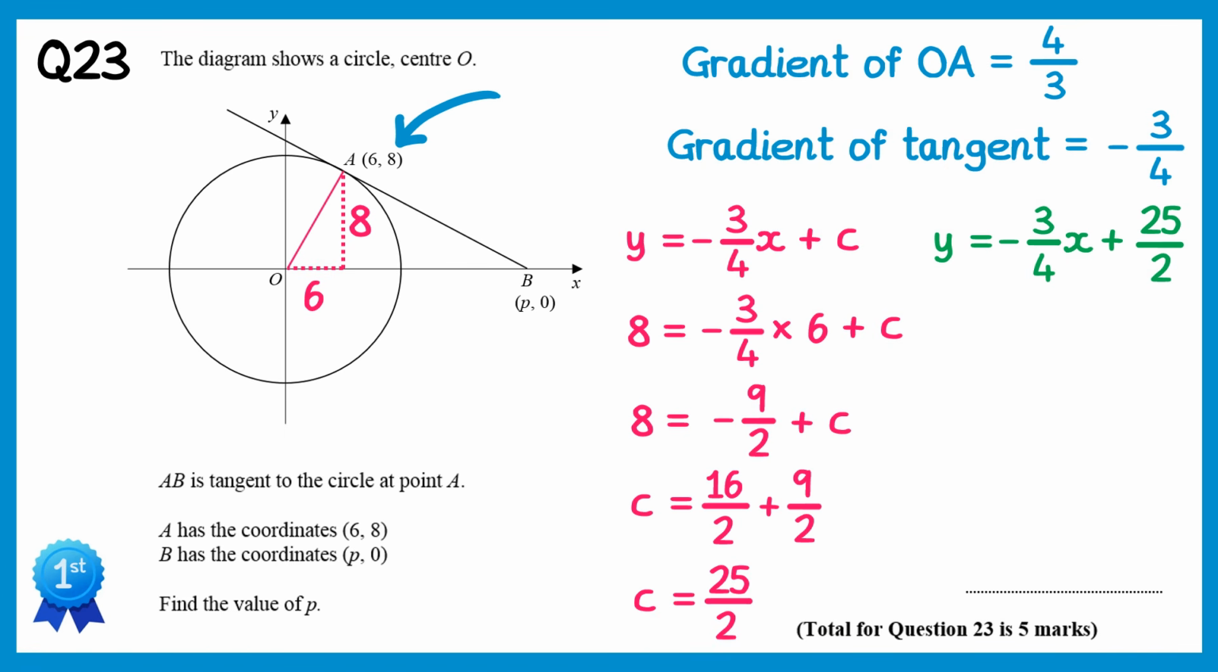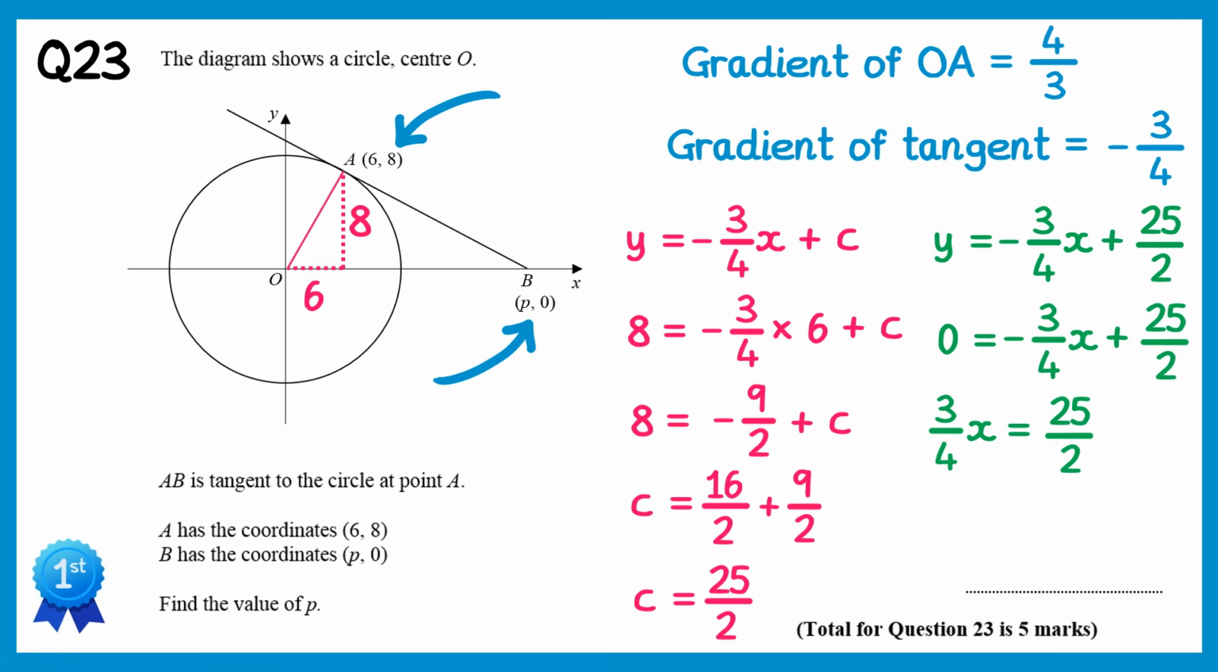We want to find out the value of p though. P is where the tangent meets the x-axis, or where the y-coordinate is 0. So let's set y equals 0 in the equation. So 0 equals -3/4x plus 25/2. If we add 3/4x to both sides, we get 3/4x equals 25/2.